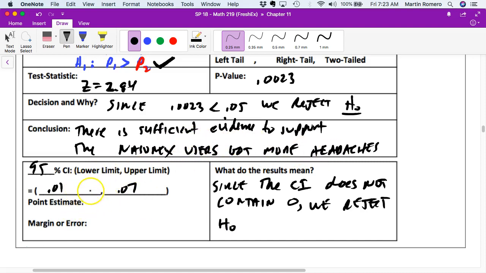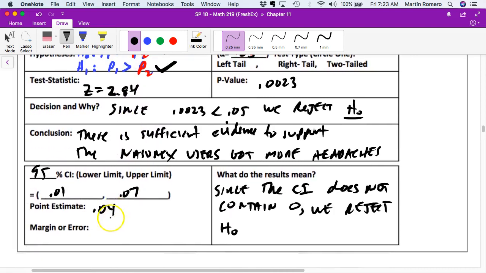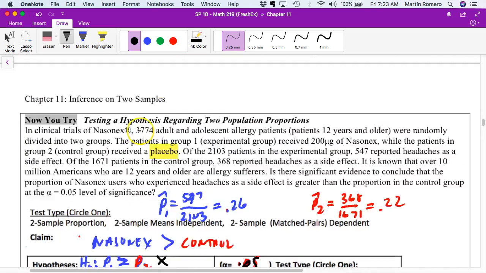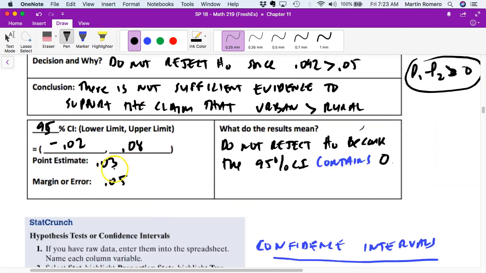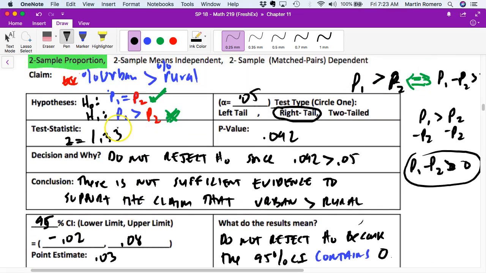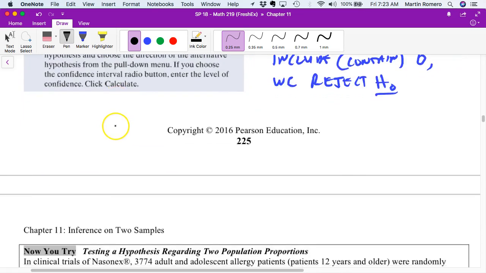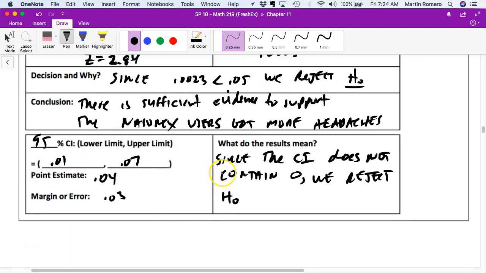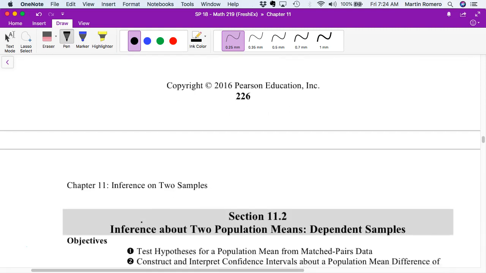The point estimate for this, halfway, is 0.04. So we think the actual difference between these two is around 0.04, with a margin of error of 0.03. So it's like a 4% difference. That's what we would think between those. We think it's about a 4% difference, but it can go all the way down from 1% to 7%, which means there was a difference here. And so that's how we would do a hypothesis test using confidence intervals. That's it for 11.1.